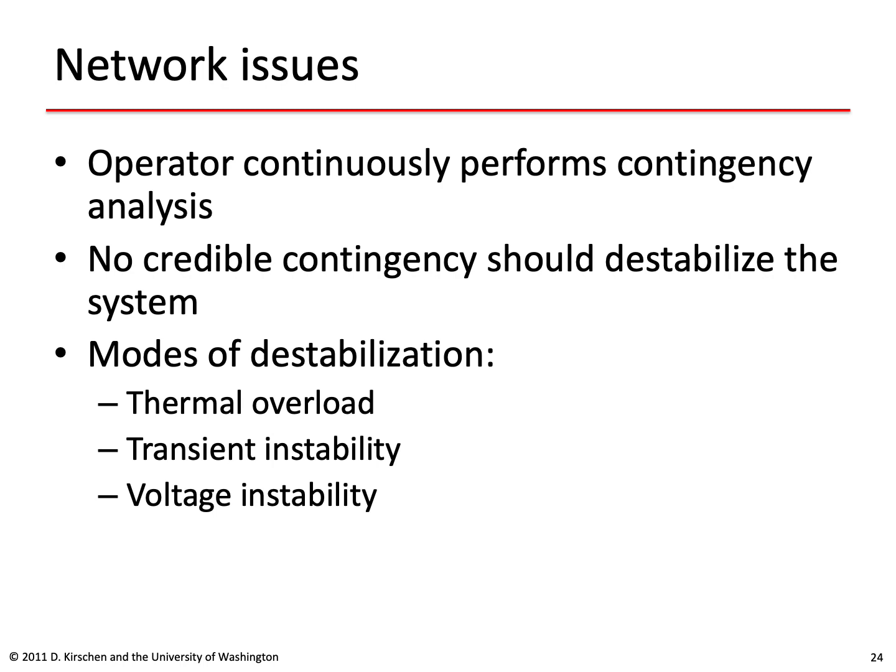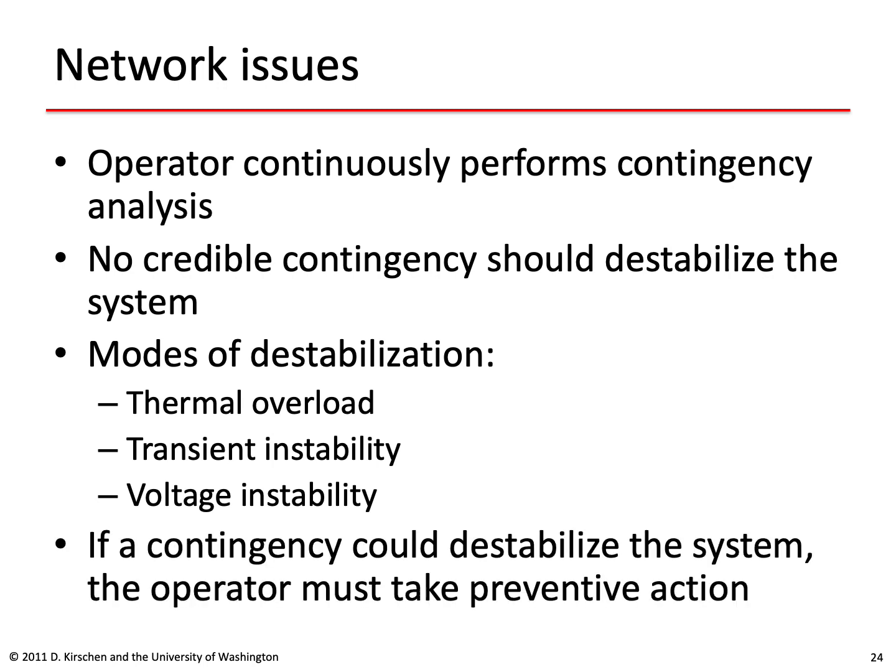Now, the system can be destabilized in different ways. There could be thermal overloads that might cascade from line to line. We can have transient instability or angular instability, and we can have voltage instability. And if the operator detects that one of these contingencies could destabilize the system, it is expected to take some preventive action to make sure that that does not happen.